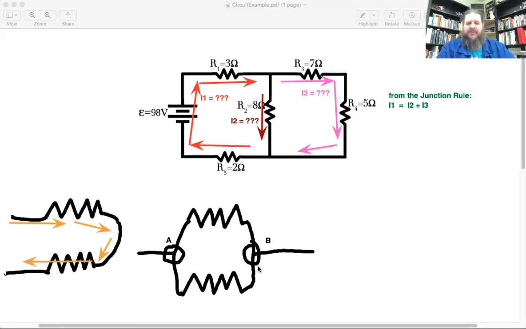Yeah, they've both got to have the same voltage drop because location A has some amount of voltage, location B has some amount of voltage. For the top resistor, delta voltage would be voltage B minus voltage A. For the bottom resistor, delta voltage would also be voltage B minus voltage A. They both have the same full voltage drop.